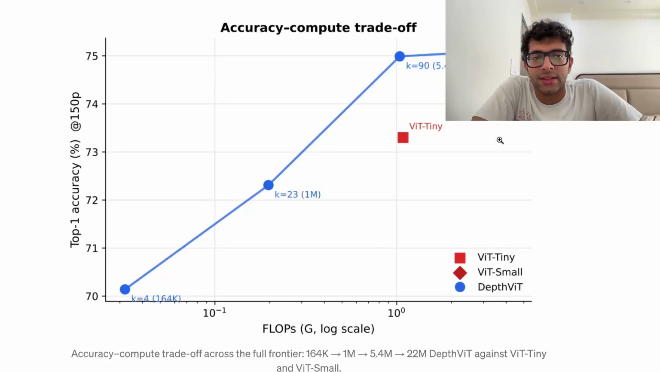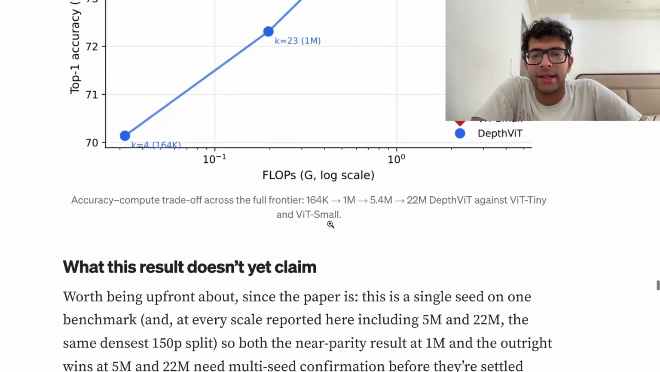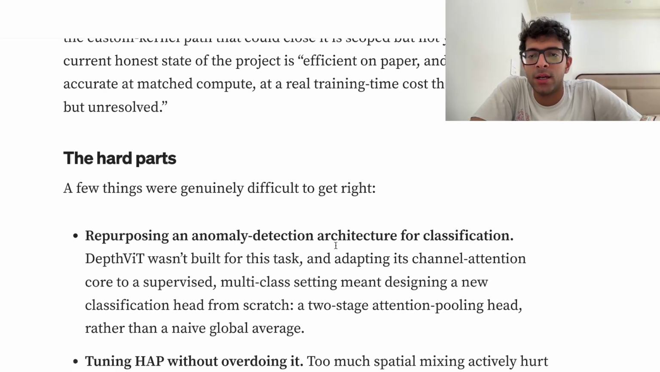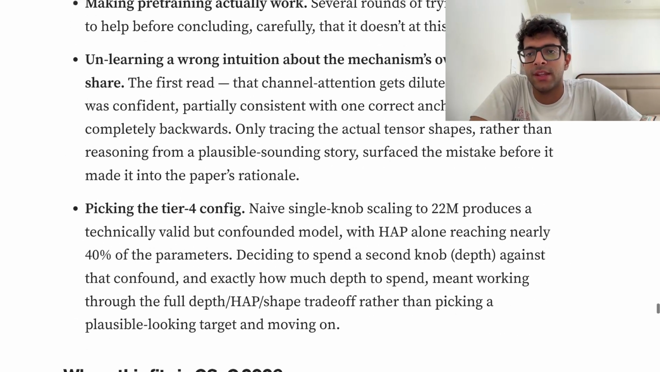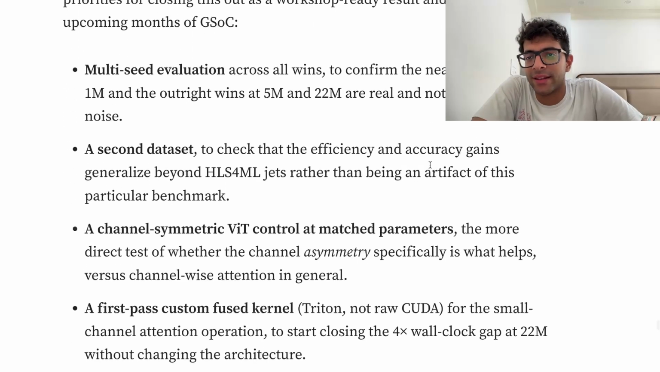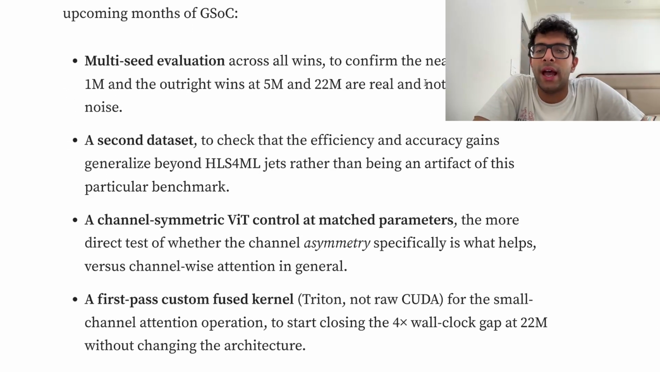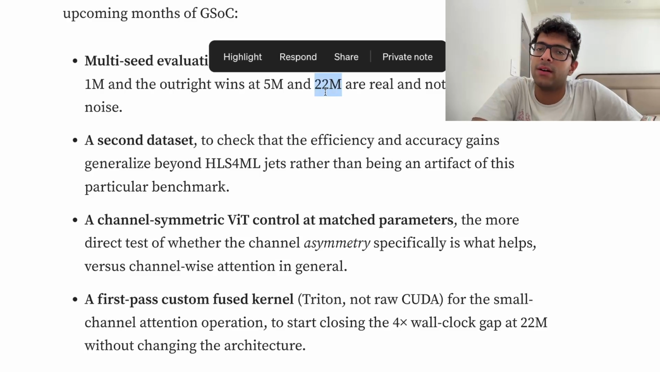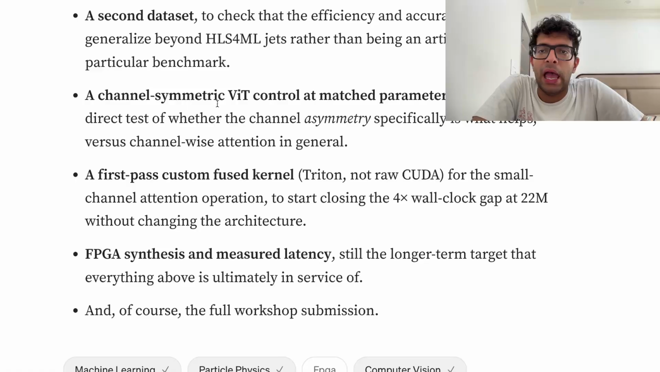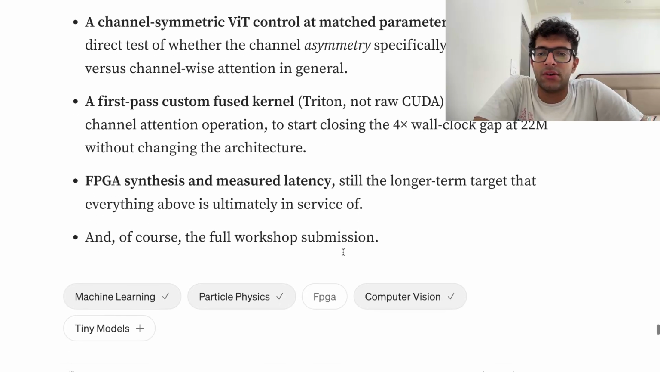So as it scales up, we have ViT tiny and ViT small separately as well. What we actually did, DepthViT was an original architecture which was used for anomaly detection. We repurposed it for classification. So that was the major difference essentially. And now I have to work more towards getting the multi-seed evaluations. I do already have that for the 22 million based variants, and we are good on that. I also plan to add another dataset and a channel symmetric ViT control as well.